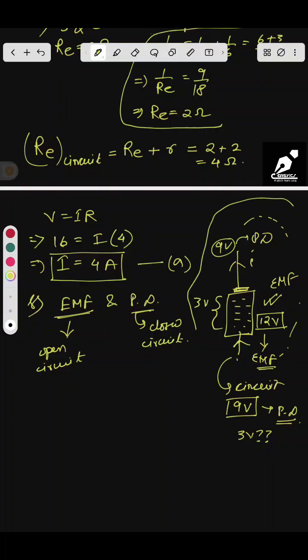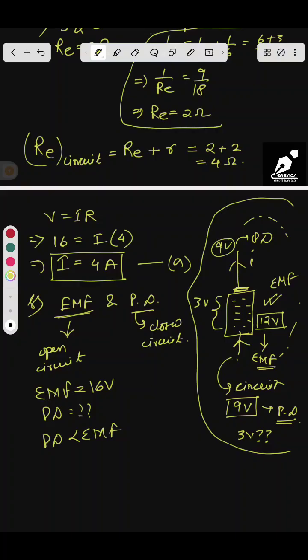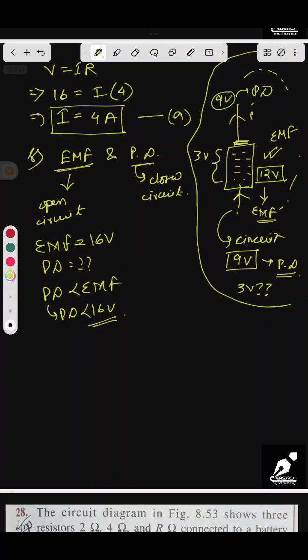Anyways, this is nowhere relevant to a numerical. Out of curiosity, I just mentioned it. So EMF is given as 16 volt. We need to calculate the potential difference. By this time, we know that potential difference will be definitely less than EMF. Whatever the answer of potential difference will be, it will be less than 16 volt. Now let us check for it.